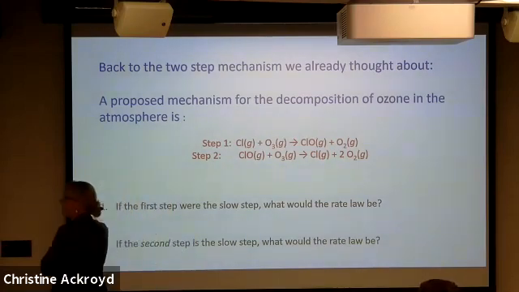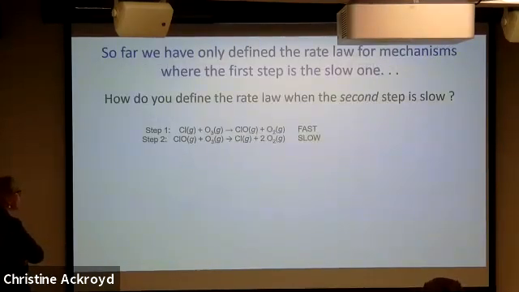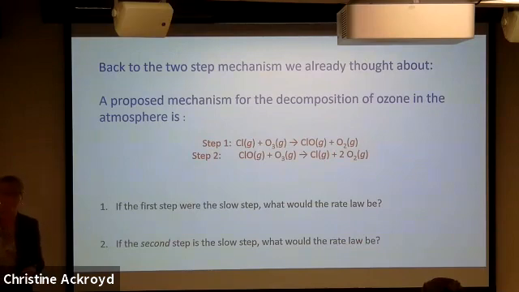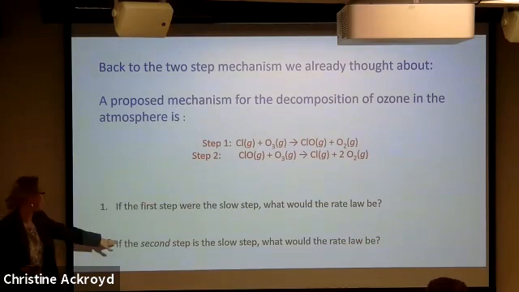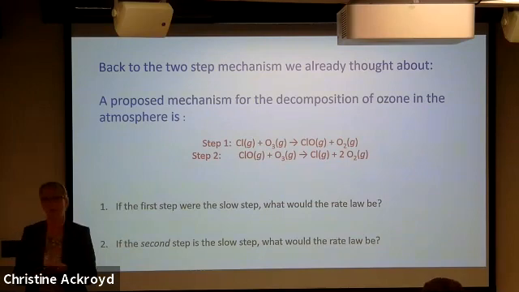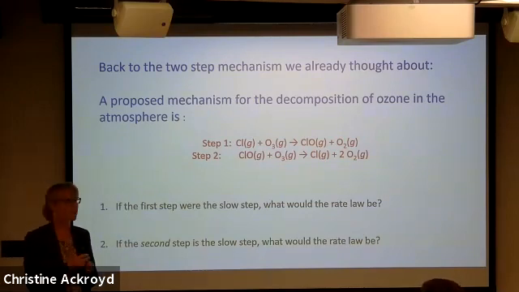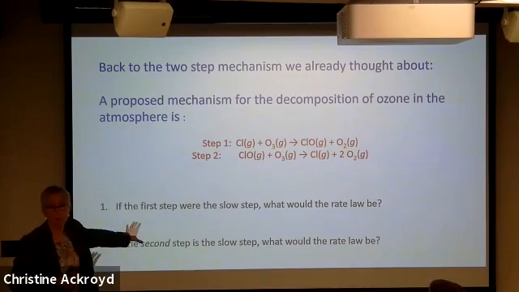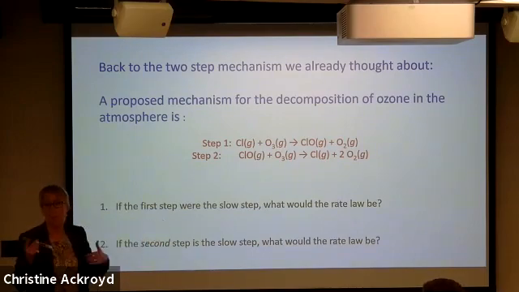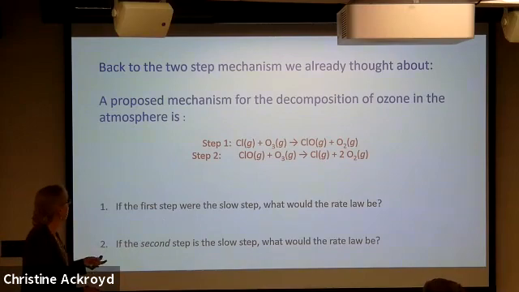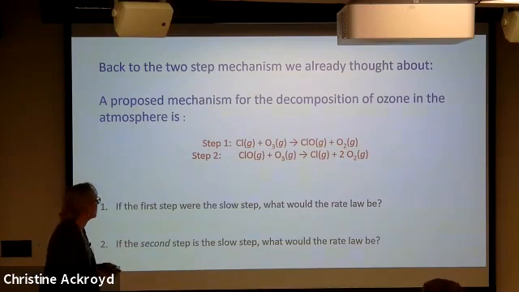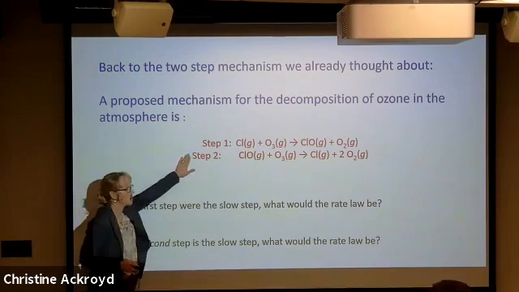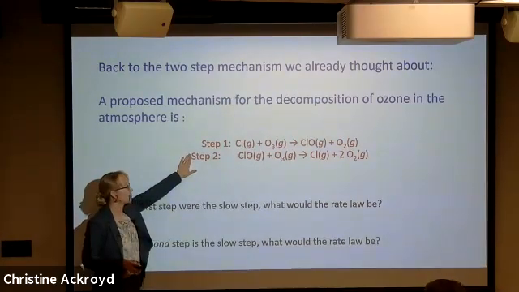Okay, so we did, if the first step were the slow step, what would the rate law be? First order with respect to ozone. If the second step is the slow step, what would the rate law be? So if the second step were the slow step, that's a different mechanism. It has a different energy diagram, and it's going to have a different rate law. So the question is, how do we define the rate law if the slow step is the second one?